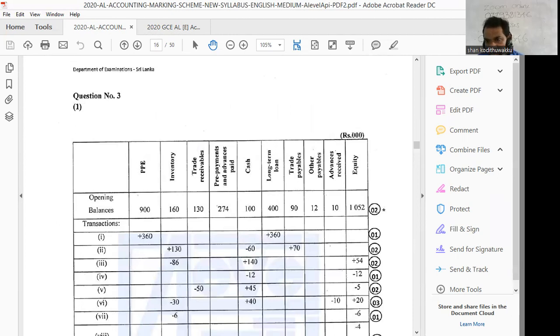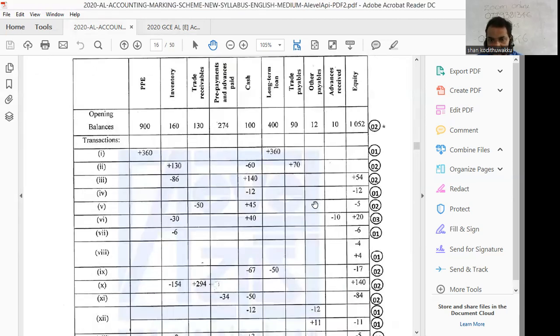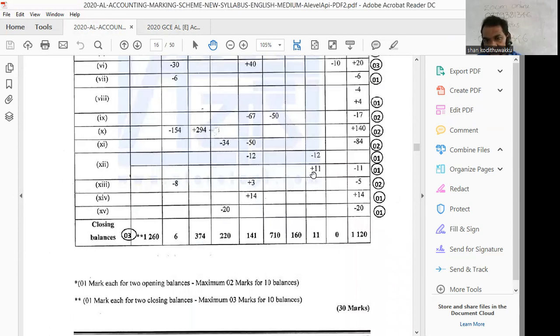Again, they have mentioned this month's electricity bill was 11,000 rupees, but that is for the month of January, and it is not yet paid. Again, it will increase other payables. That means we don't pay now. Therefore, other payables will increase by another 11,000. That's why they have put plus 11. As it is an expense for the business, it will reduce equity by 11. That's why minus 11 under equity.